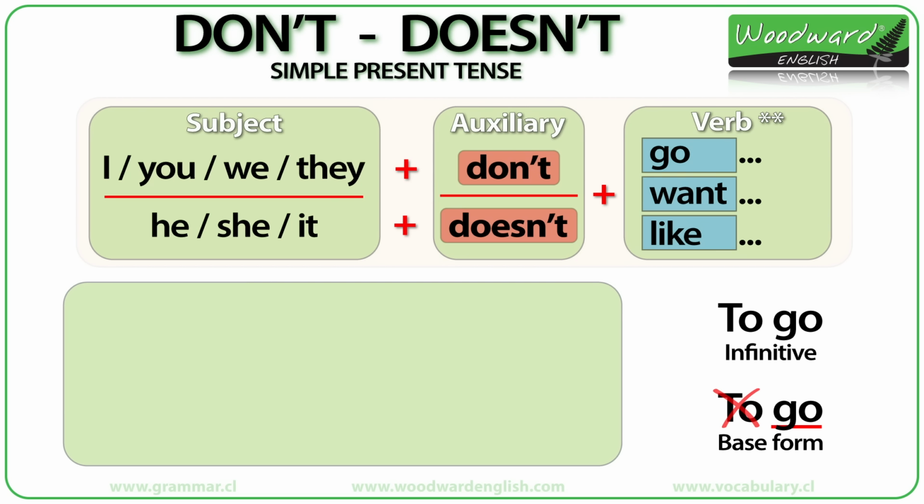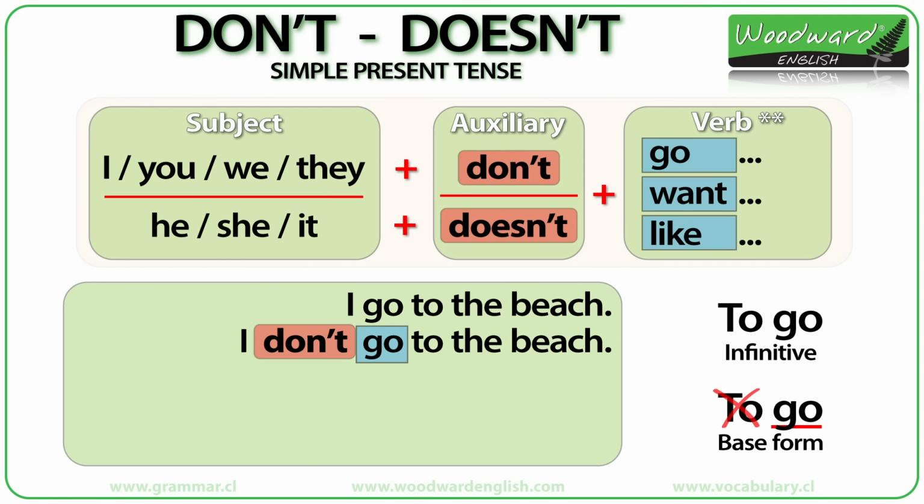Let's make negative sentences with the verb to go. To go is the infinitive. Its base form is just go. I go to the beach. Simple. What is the negative form of this? I don't go to the beach.